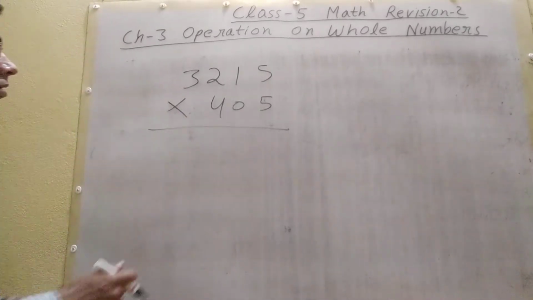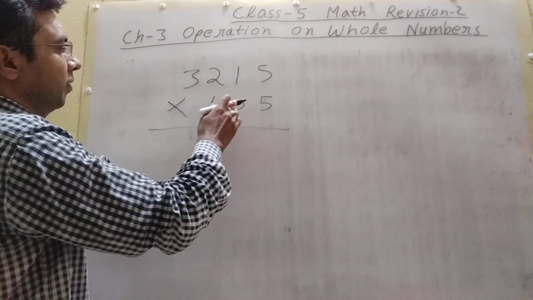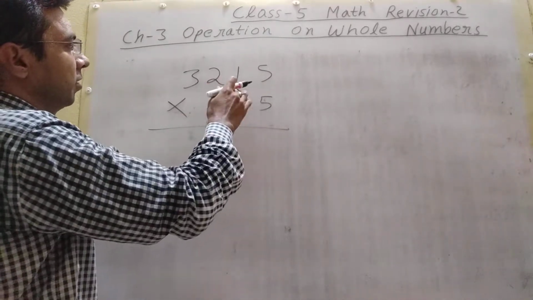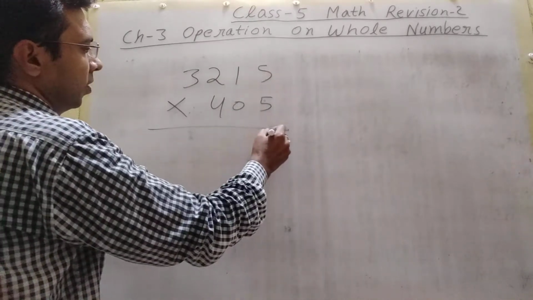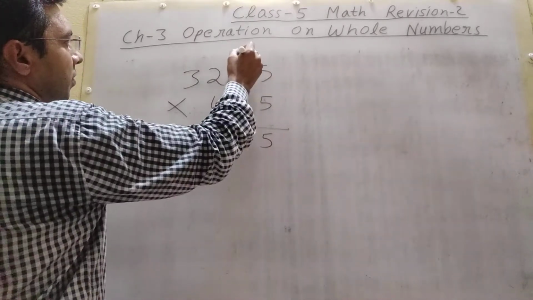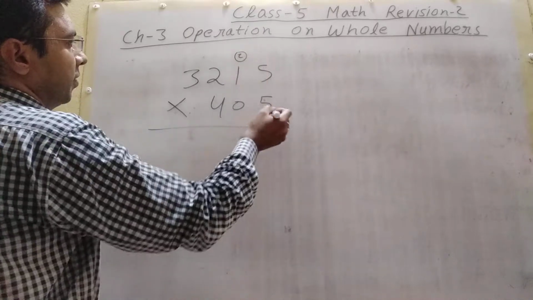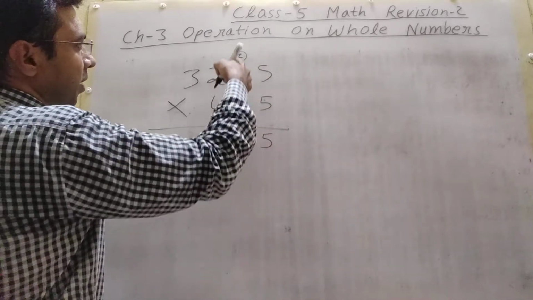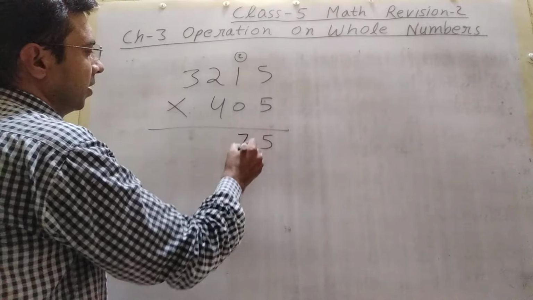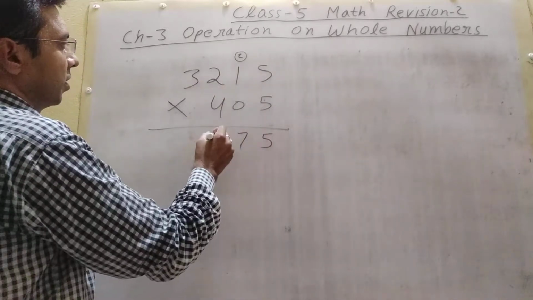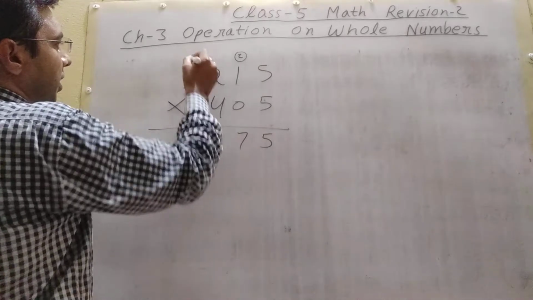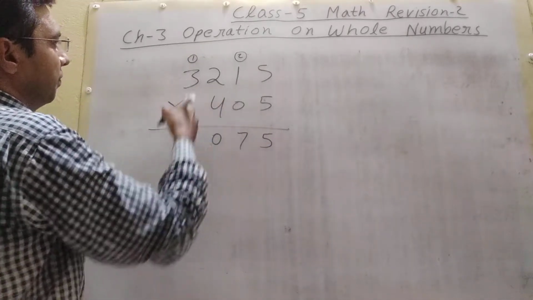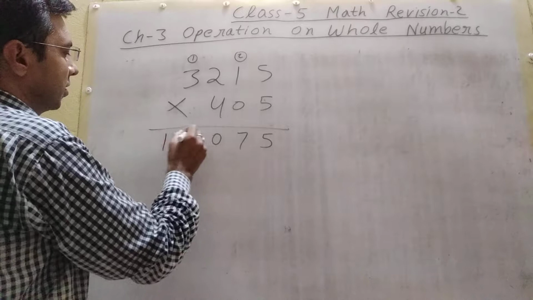Student, now we multiply 405 by 3215. Let us start. 5 5 25. So 2 carry. 5 1 5. 5 plus 2 7. 5 2 10. Write 0 here. 1 carry. 5 multiplied 3 15. 15 plus 1 16.